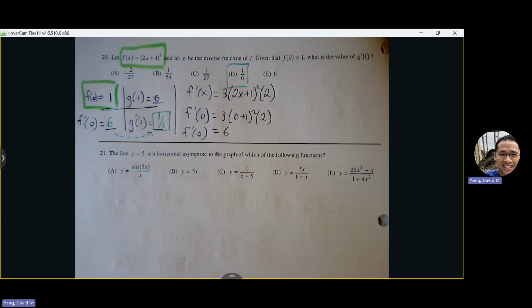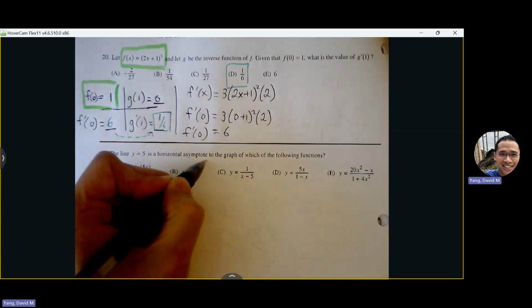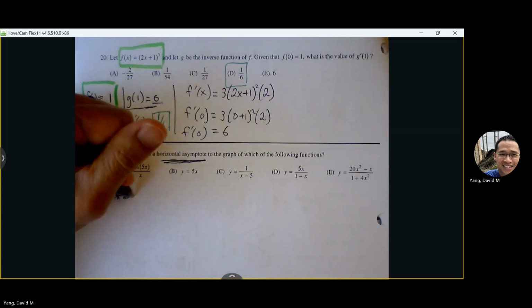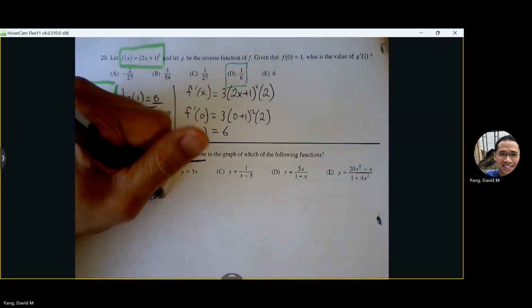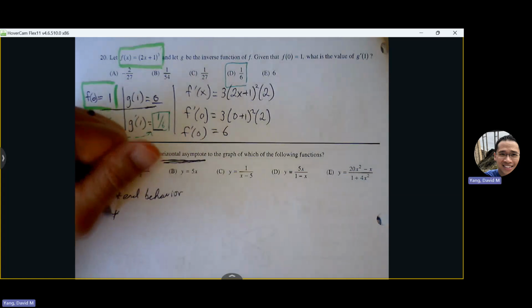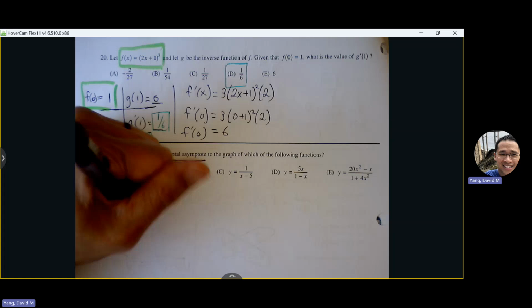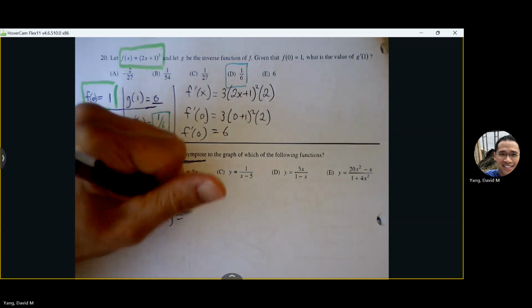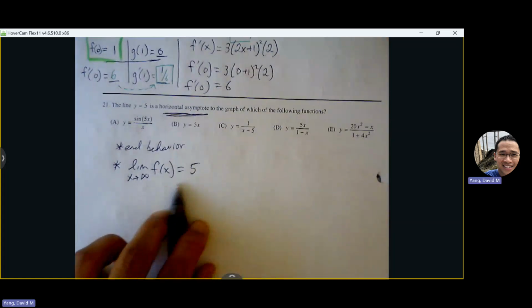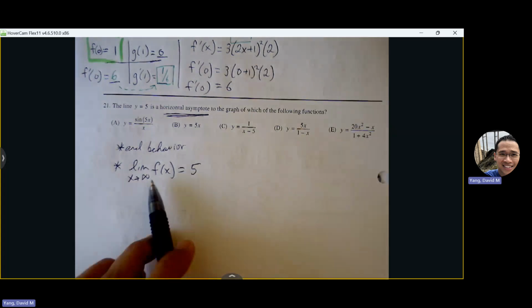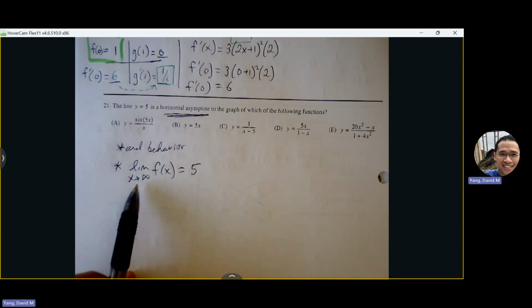Y equals 5 is a horizontal asymptote to which of the following functions? So horizontal asymptote is basically end behavior. And basically, we're just looking to see, as I take the limit as x approaches infinity, which of these will give me a limit of 5. And we know that if we're approaching infinity, we have a different set of rules.